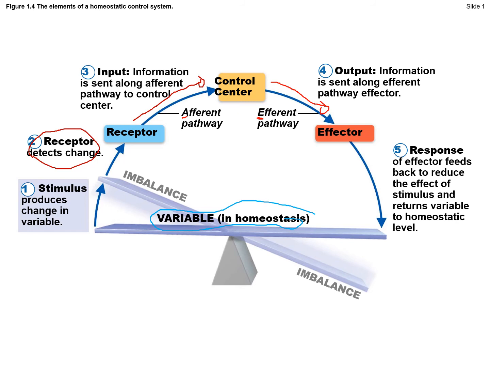So that output would lead to an effector. So that effector could be a gland or a muscle or another organ, and in this case, if you're cold, it's going to be a muscle, and that muscle is going to begin to shake. That shaking is going to cause heat to be produced, and that heat is going to warm the blood, right? And that warming of the blood by the shivering is going to turn this imbalanced teeter-totter back into this balanced teeter-totter, like so.